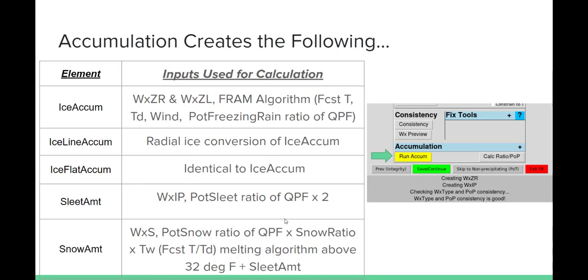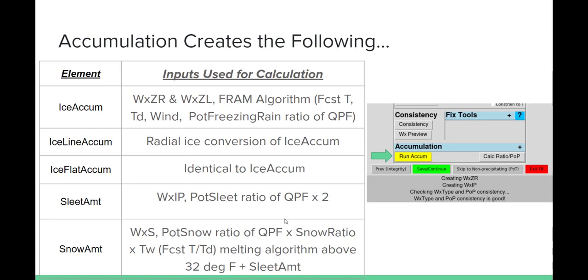That 1 hour QPF is derived behind the scenes if your office doesn't forecast 1 hour QPF. Line ice is a radial ice conversion of the ice accum grid, and flat ice accumulations are equal to the ice accumulation grid. They just have a different name to remind us of what we're forecasting.